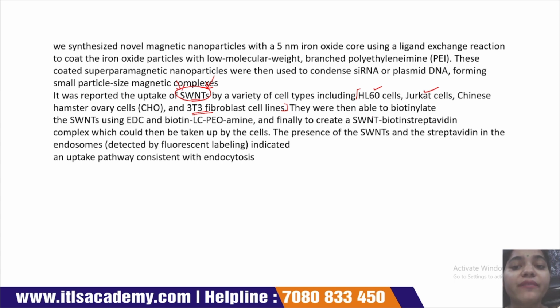They are then able to biotinylate the SWNT using EDC and biotin LC amine, and finally we create the SWNT biotin streptavidin complex. This complex is easily taken up by the cell. The presence of SWNTs and streptavidin in the endosomes indicates an uptake pathway consistent with the endocytosis process.